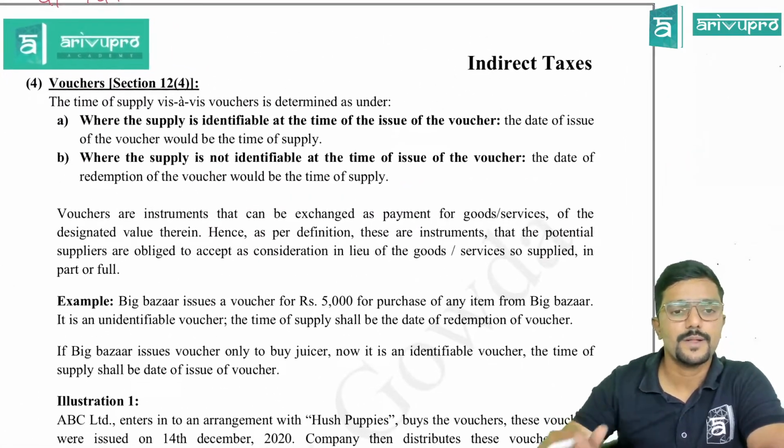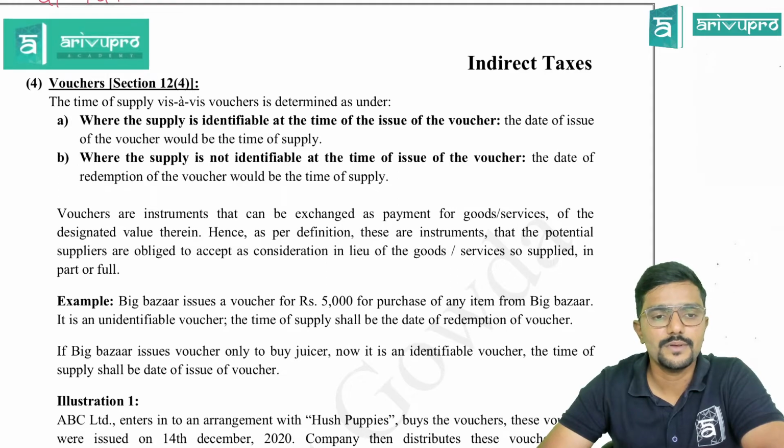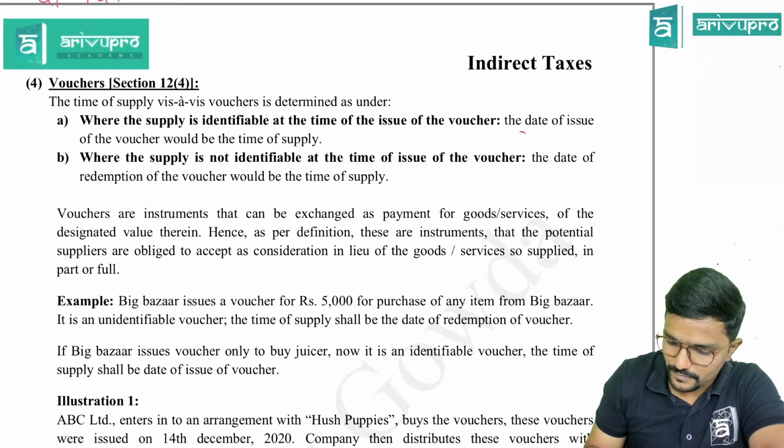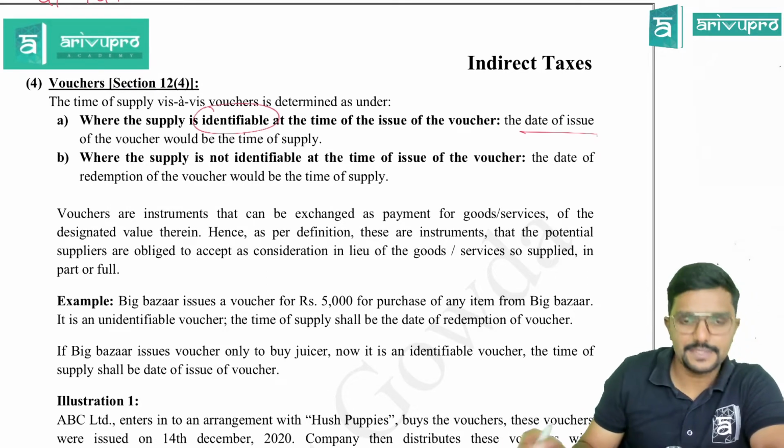Subsection 4. The time of supply of a voucher is determined as under. Where the supply is identifiable at the time of the issue of the voucher, the date of issue of the voucher would be the time of supply, the date of issue. Okay. So if it is identifiable, let me encircle it.